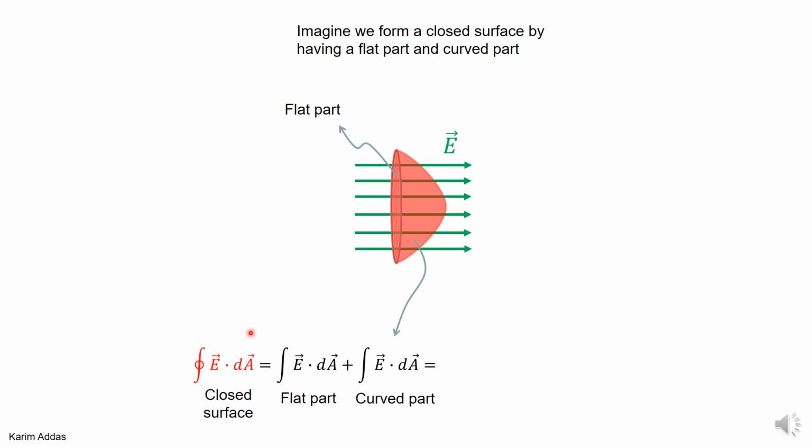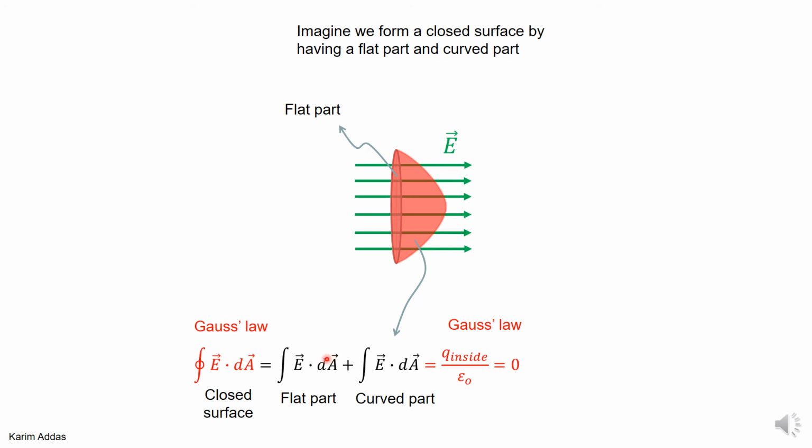law, it says that the integration of E dot dA through the closed surface that consists of the flat part and the curved part, which equals the integration of E dot dA through the flat part plus the integration of E dot dA through the curved part, should be equal to the charge inside over epsilon naught. But there's no charge inside this closed surface. This is empty space, so this is 0.